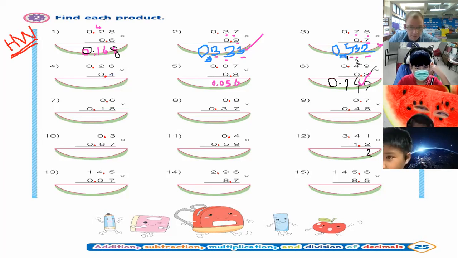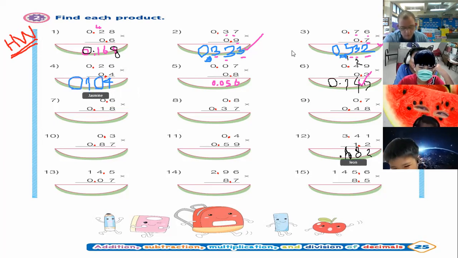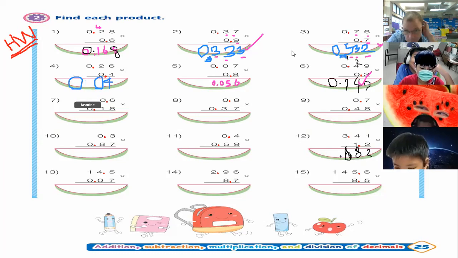Let's get a couple more. Remember, every one you don't finish is going to be for homework. But our time is also running out. Only 4 minutes left. Let's see how many we can complete on the board here. So here we have 3.41 times 1.2. Let's see if we can get that one, Leon. Number 12.